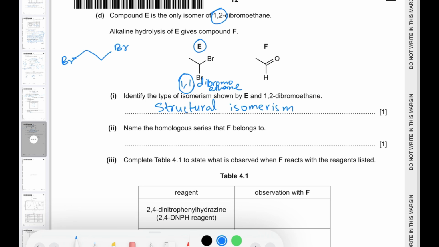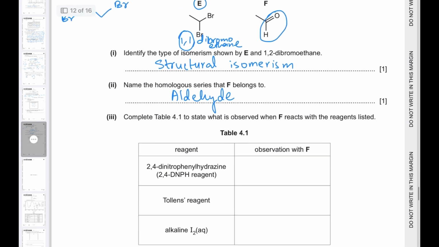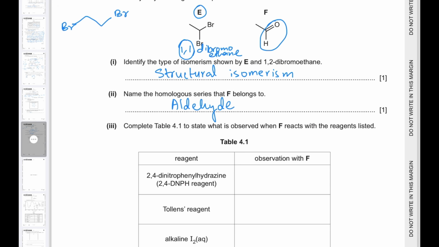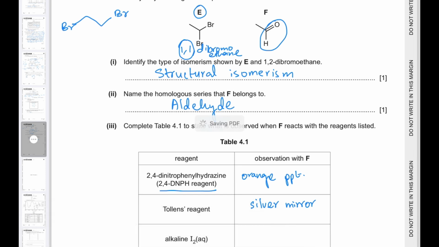Name the homologous series that F belongs to. Here is the aldehyde group, that means it belongs to that homologous series. Complete table 4.1 to state what's observed when F reacts with the reagents listed. Whenever an aldehyde or ketone reacts with 2,4-DNPH, it results in the formation of an orange precipitate. And aldehydes react with Tollens' reagent to form a silver mirror due to the silver ions present in the solution.